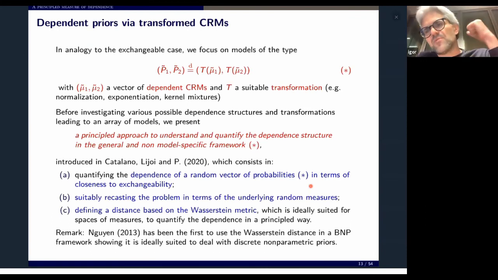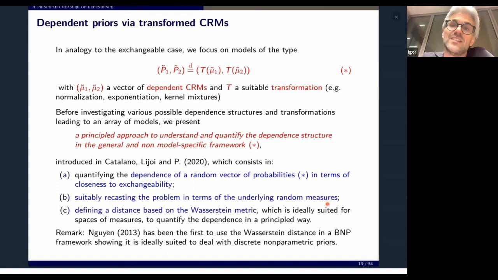Then another key step, which mimics a little bit what we did for deriving the posterior. As I said, you derive the posterior of the completely random measure, not of the transformed one, and then you can transform back. So suitably recast the problem in terms of the underlying random measures rather than the transformed one. That has the advantage of yielding a generic result, which does not depend on the transformation you apply to the underlying random measure. So you work with a vector of dependent completely random measures. It's generic, not model specific.